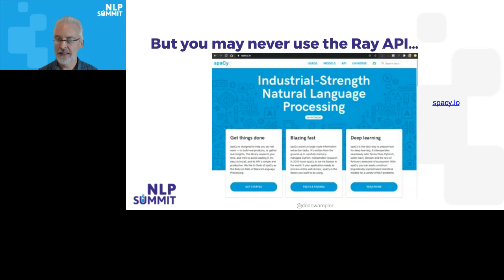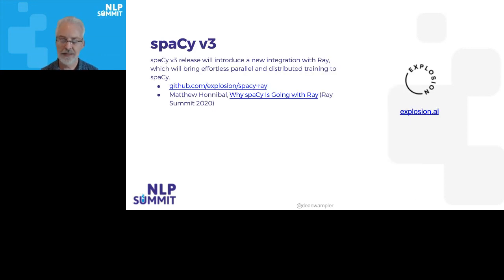The other one I'll talk about today is spaCy. There's a lot of overlap between these libraries. Actually, spaCy's transformer library wraps Hugging Face's transformers to integrate them into spaCy pipelines. What spaCy is actually doing in the release that's coming out soon, spaCy v3, is embedding the ability to use Ray to do distributed training.